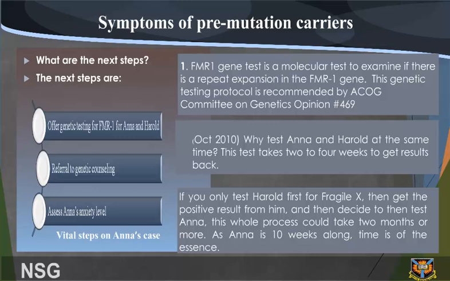This test takes 2 to 4 weeks to get results back. If you only test Harold first for fragile X, then get the positive result from him and then decide to test Hannah, this whole process could take 2 months or more, as Hannah is 10 weeks along. Time is of the essence.